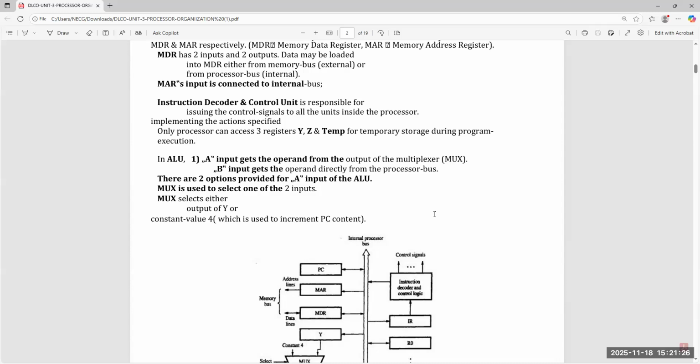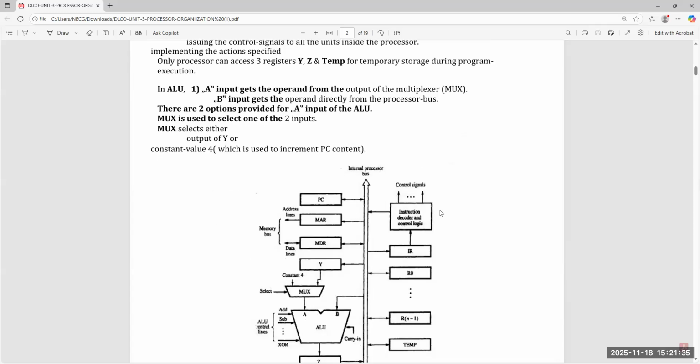Here, the processor can access three registers. You can observe in this organization, it has a total of three registers. One is the Y register. Second is the Z register. Third one is the temporary register. These three registers are used during program execution.